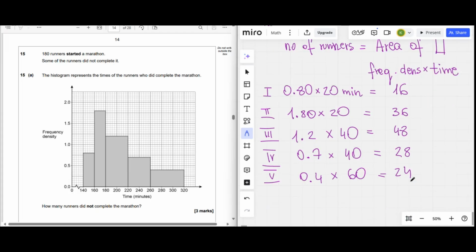Okay, let's add them together. 24, 16, 36, 48, and 28, being 152. So the histogram shows us 152 people, while 180 started the marathon, so the remaining part would be those who did not complete. So 28. Yes.